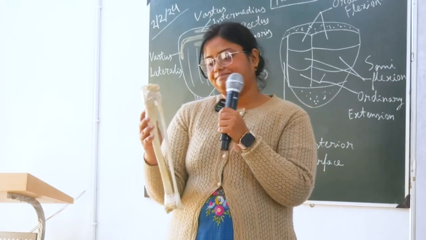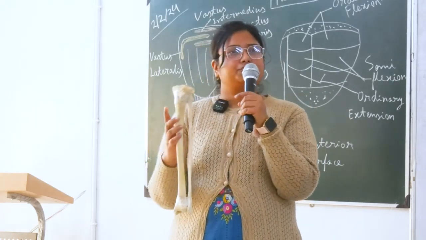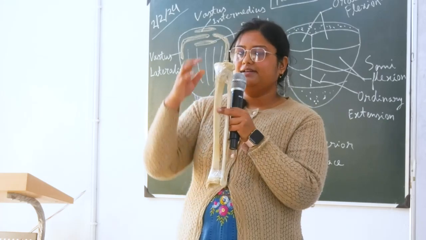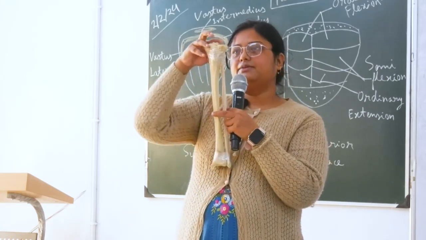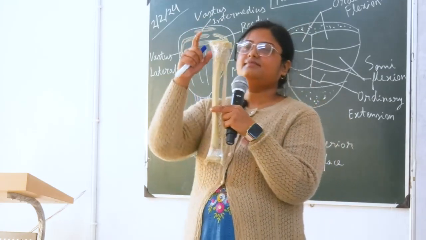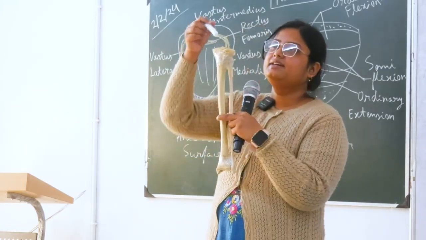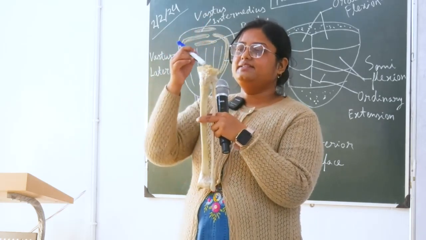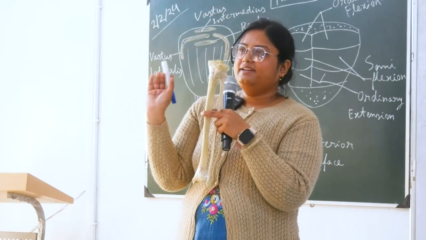Tibia is a long bone, so it has two ends and one shaft: upper end, lower end, and the mid part is the shaft. Upper end has two condyles. These two are the condyles of the tibia. Here is the medial condyle, here is the lateral condyle, and in between the condyles there is the intercondylar area.